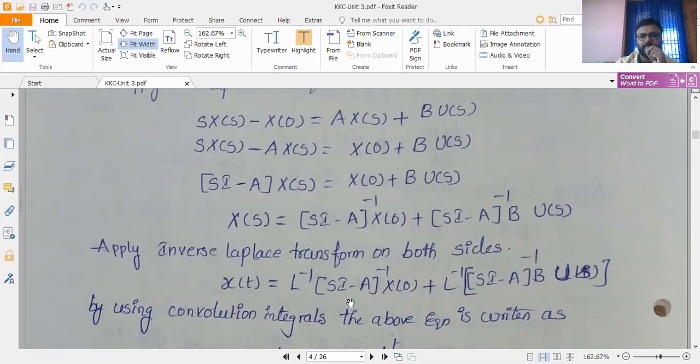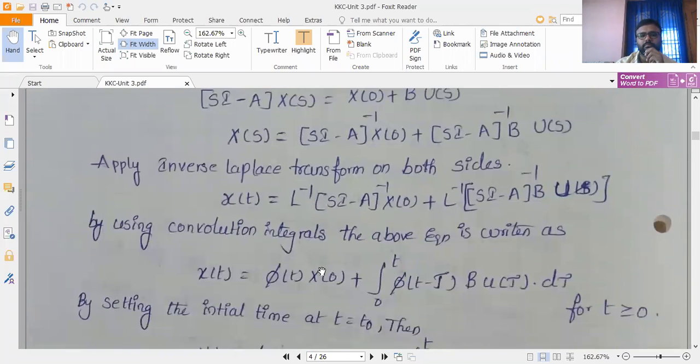So what is this Laplace inverse of (sI minus A) inverse? It is nothing but the expression for the state transition matrix, and the state transition matrix is represented by phi of t. Therefore, x of t is going to be represented as phi of t into x of 0 plus, with the property of the convolution integral, integral from 0 to t phi of (t minus tau) into B into u of tau d tau.